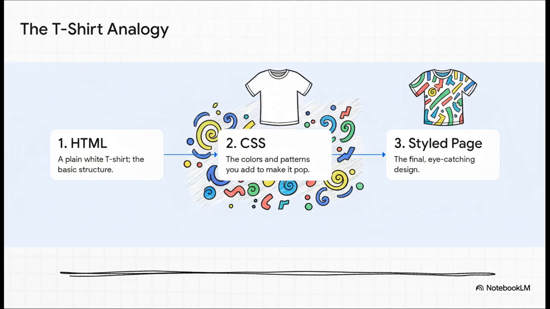Here's a super simple way to think about it. Imagine your HTML is just a plain white t-shirt. It's functional, but it's not very exciting. Now, CSS is like your box of fabric paints, dyes, and patterns. You use CSS to add the color, the graphics, and the cool design that makes that t-shirt uniquely yours. The end result? A fully styled web page.